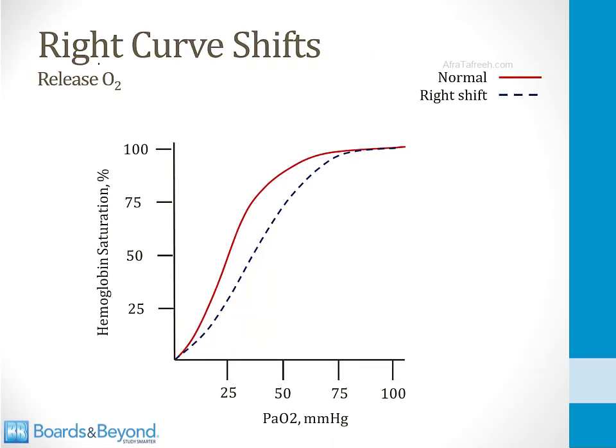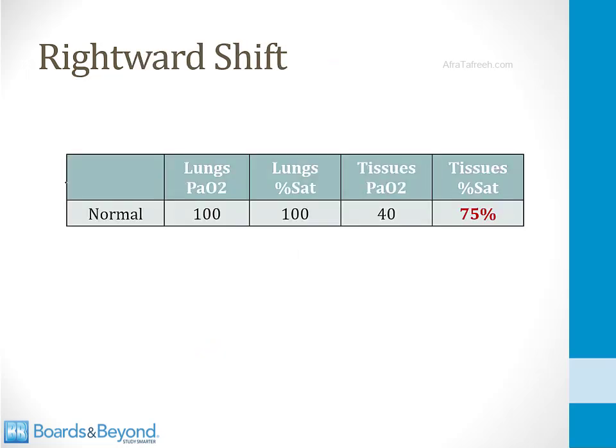So let's start by talking about a rightward shift of the hemoglobin-oxygen dissociation curve. If the red here represented a normal curve, the blue dotted line here would represent what the curve can change to when there is a right shift of the oxygen-hemoglobin dissociation curve. So to understand the implications of a right shift, let's talk about hemoglobin under normal circumstances first.